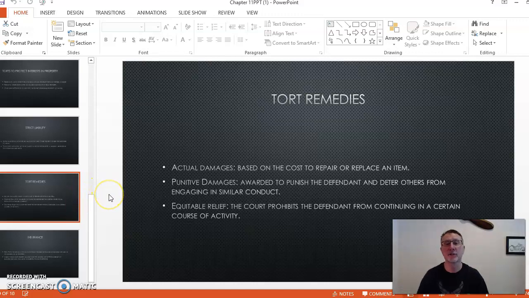There are some remedies to tort. So there's actual damages. That's where they actually will give you money or repair or replace items. There's punitive damages, again awarded to punish the defendant, to try to punitively punish the person who's doing the wrongful act, to force them to stop performing those acts. And then there's equitable relief. The court prohibits the defendant from continuing in a certain course of activity. So they'll give a cease and desist order, saying you need to stop that activity as well.